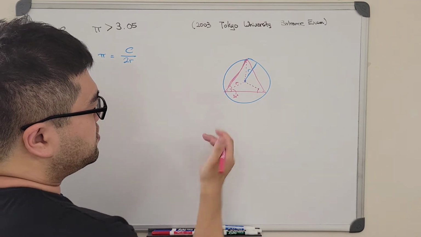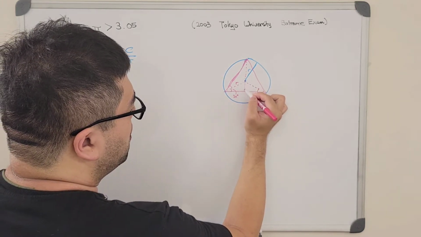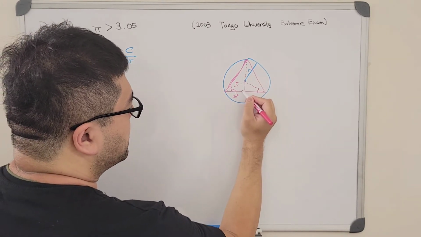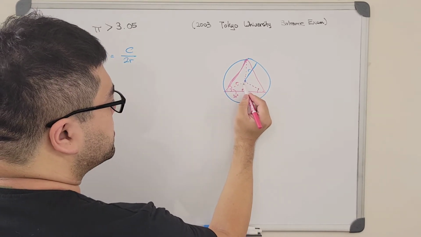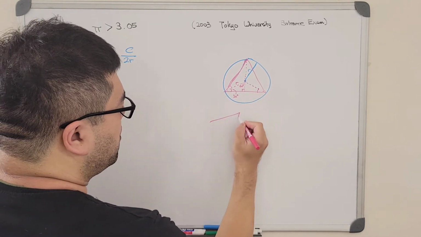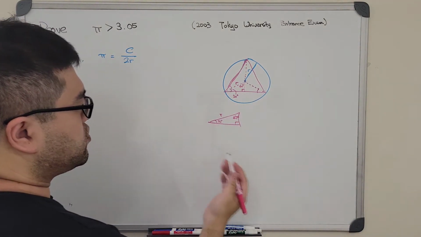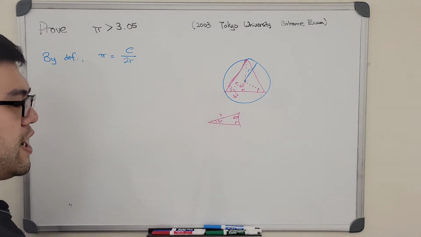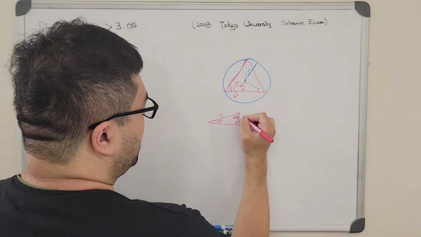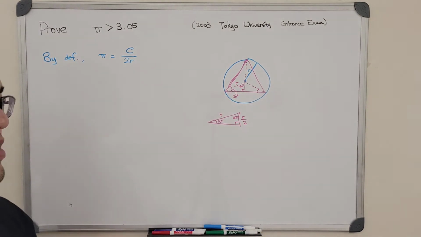So what can we do? Well, we're going to do this. We're now going to extend this vertical line, and then we'll get a right angle here, of course, so that now we have a right triangle with 30, 60, 90 degrees. And in this case, we know that the hypotenuse is equal to the radius r. So this leg right here is, of course, half of the hypotenuse.